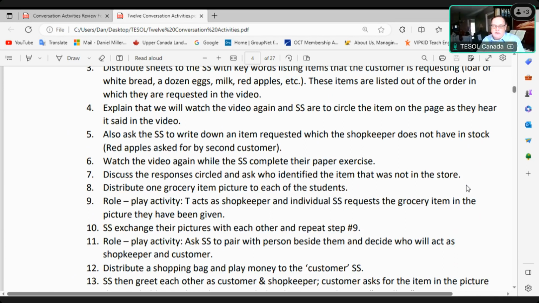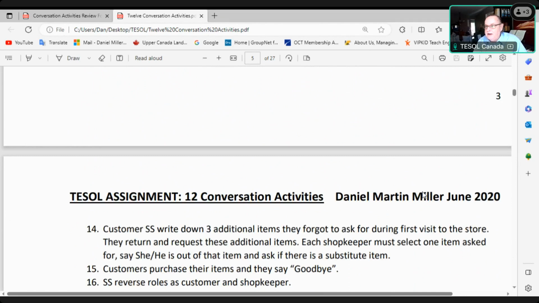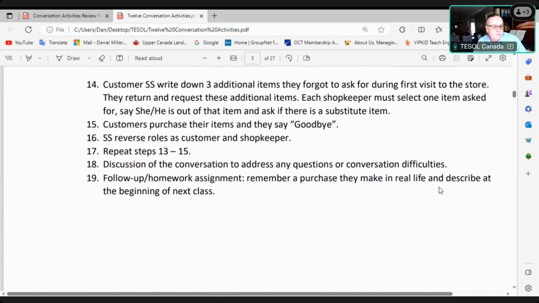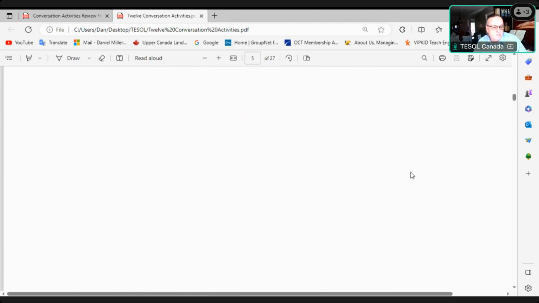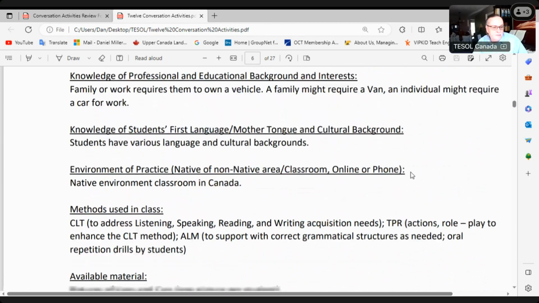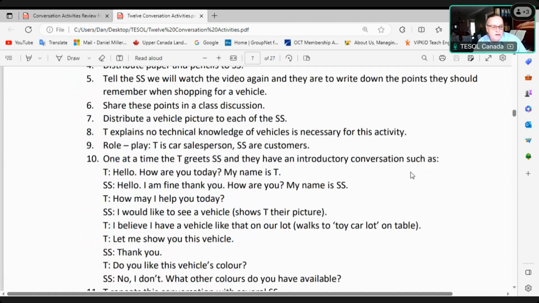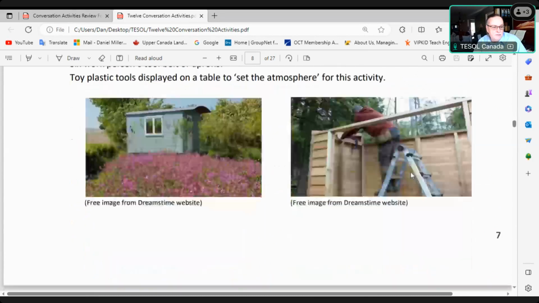So if you want to see my assignments to get some ideas about how I put mine together, I'm happy to send it to you. Just please don't copy it. Make up your own ideas and come up with your own assignments. Are there any questions about this, folks? I'm just scrolling through my assignments so you can sort of have an overview of it.